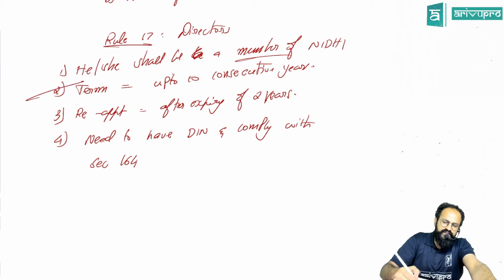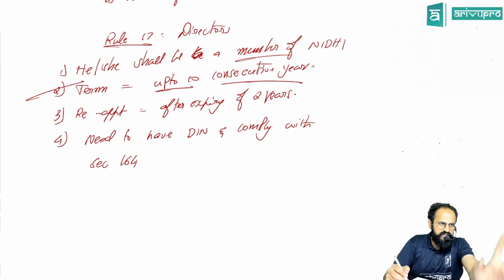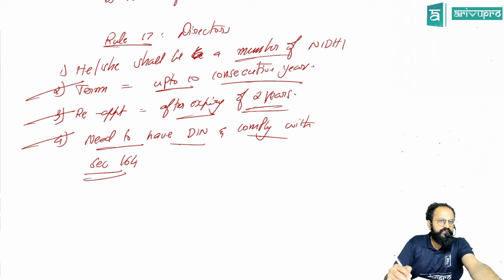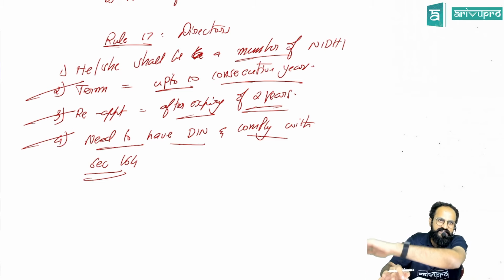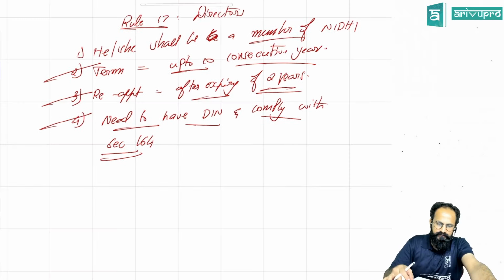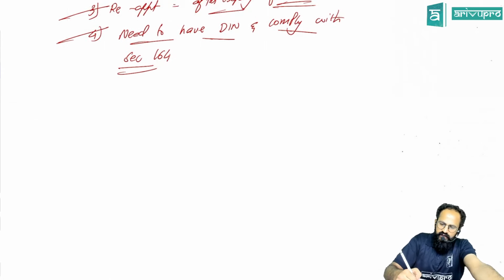Okay. Next one, term, people, up to 10 consecutive years. Reappointment possible, just that after expiry, a 2-year cooling off period is there. Need to comply with section 164, disqualification of directors. I'm not telling you should be disqualified. I'm telling you need to go through that. You should not be disqualified. Only then you can be appointed as a director in a NIDHI company. Clear? Okay, write down. Next one. Rule 13.